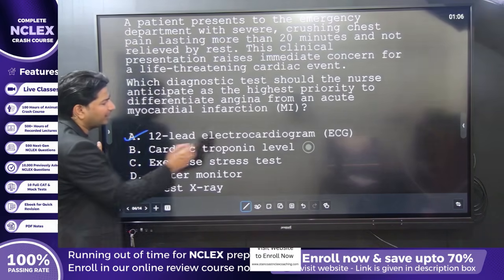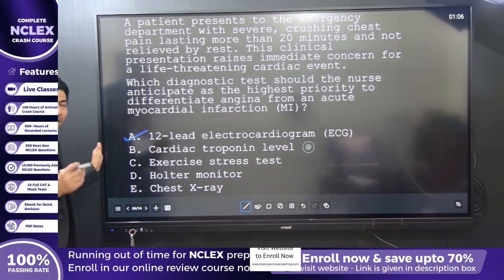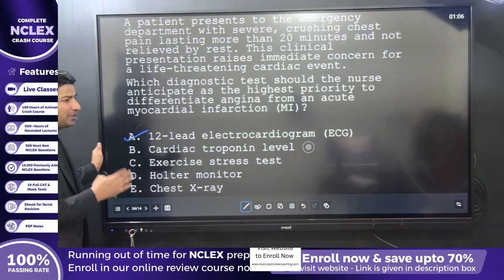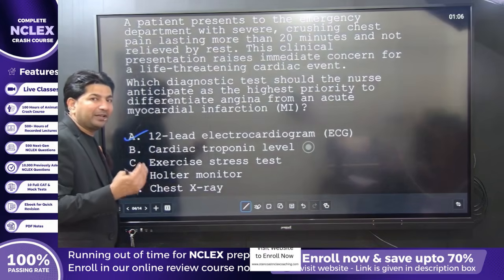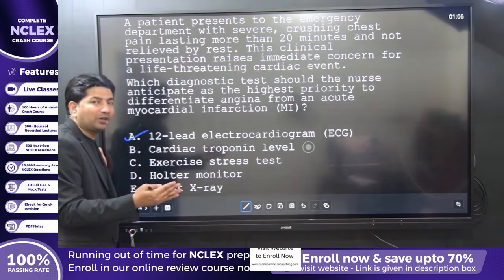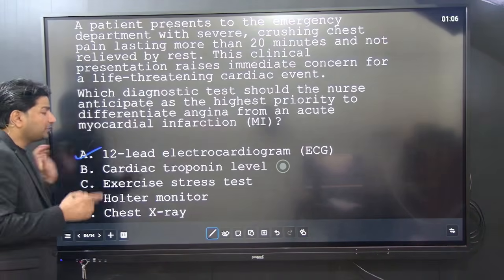Next is the cardiac troponin level. The cardiac troponin level also indicates myocardial damage, but whenever there's myocardial damage or infarction and tissue is damaged, it only starts to rise after 3 hours. This means if a patient just had an infarction, it won't increase for 3 hours. It only starts rising after that. So this won't give us an immediate answer.